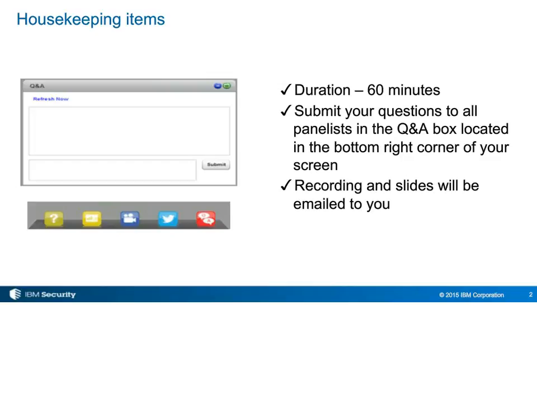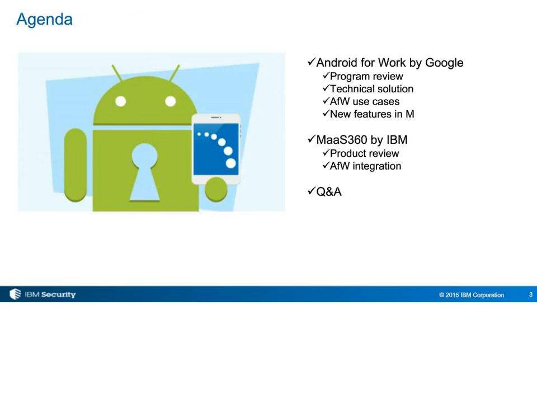So we have an exciting agenda planned for you today. Nadim is going to start off with an Android for Work program overview, followed by a closer look at the technical specifics of the solution. He'll highlight some real-life use cases and talk about the newest features from Android Marshmallow. Frank will then follow with a review of Mass 360 and the Android for Work integration. Then we'll round out the hour with audience questions. So with that, without further ado, I'd like to pass it over to Nadim to kick it off. Nadim?